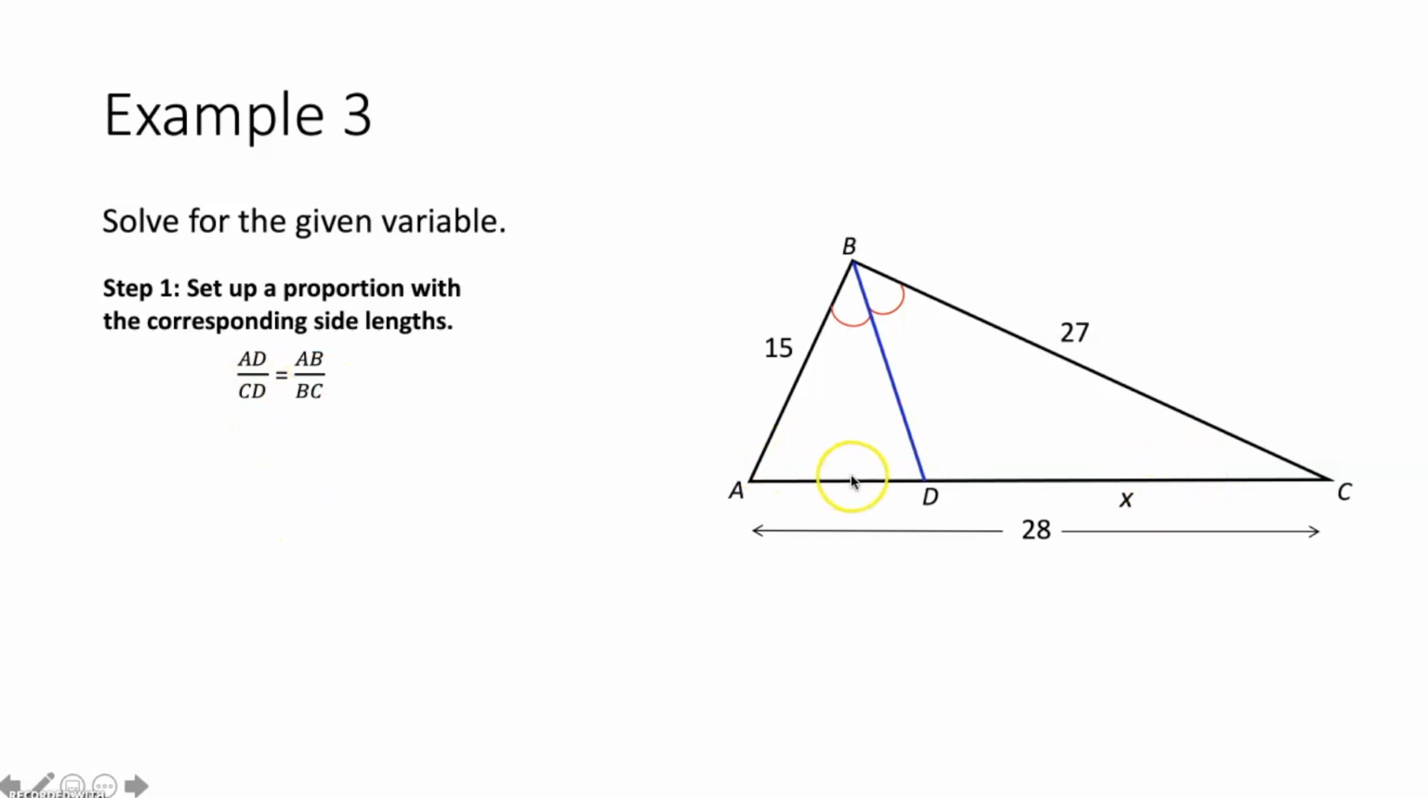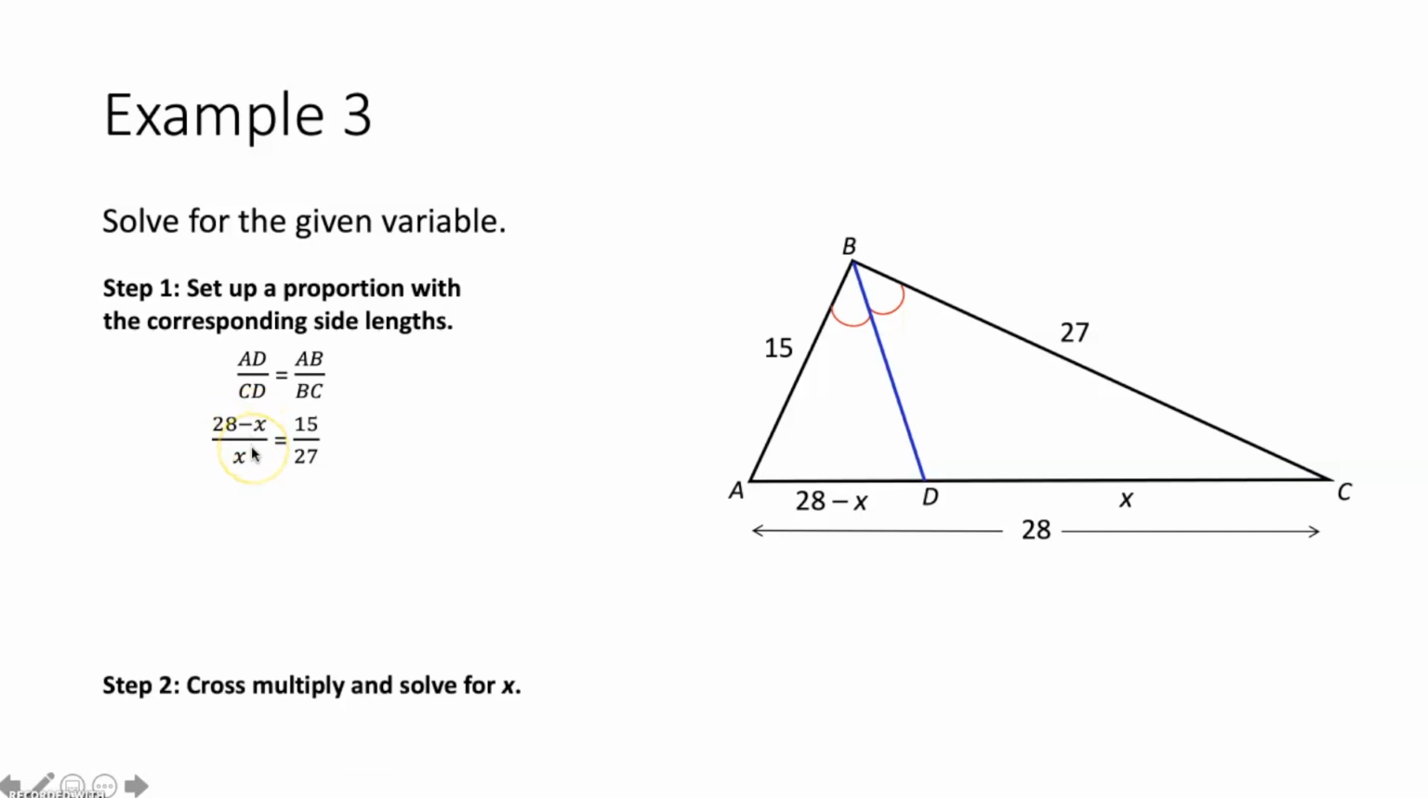And the measure of segment AD, oh, we don't know that. Well, we do know that the measure of segment AC, this whole side, is 28. We know that the measure of segment CD has to be x, therefore the measure of segment AD would just be the whole thing, 28, minus whatever the measure of segment CD is, x. So 28 minus x is what we're going to put for the measure of segment AD. So we can plug that in there. Now we have a proportion that we can solve for x.